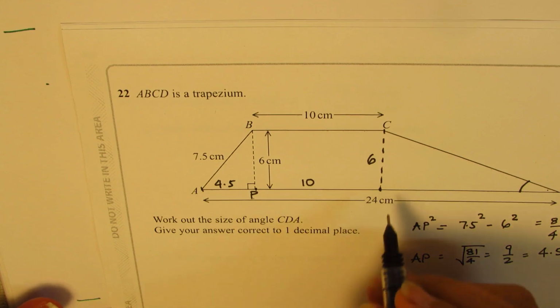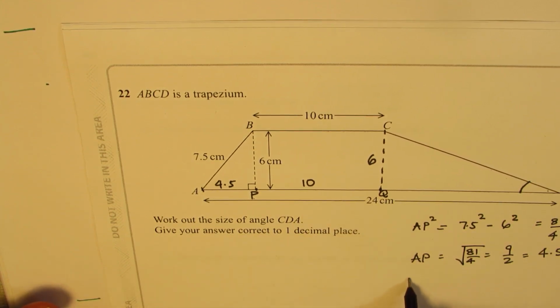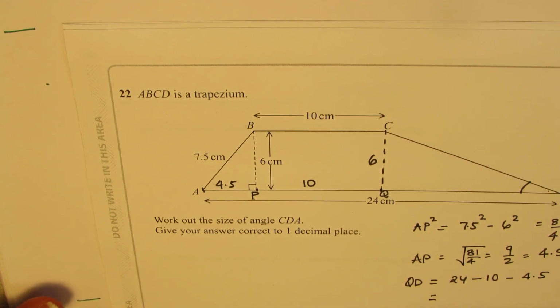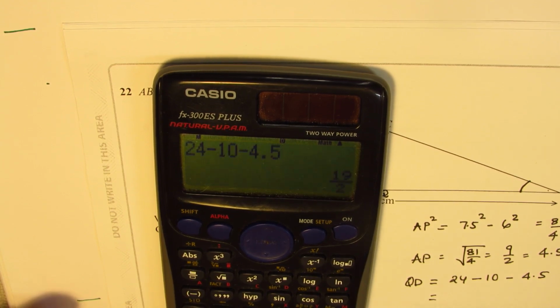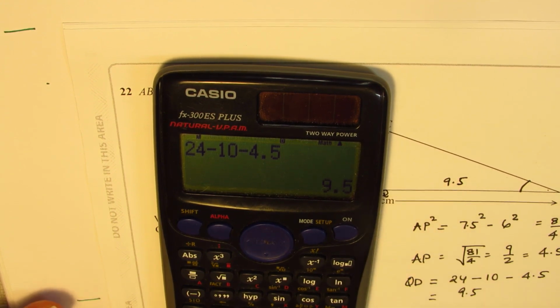So we can now find, let's call this point Q, what QD is. QD should be 24 minus 10 minus 4.5. So we have 24 minus 10 minus 4.5 equals, in decimals, 9.5. So this is 9.5 for us.